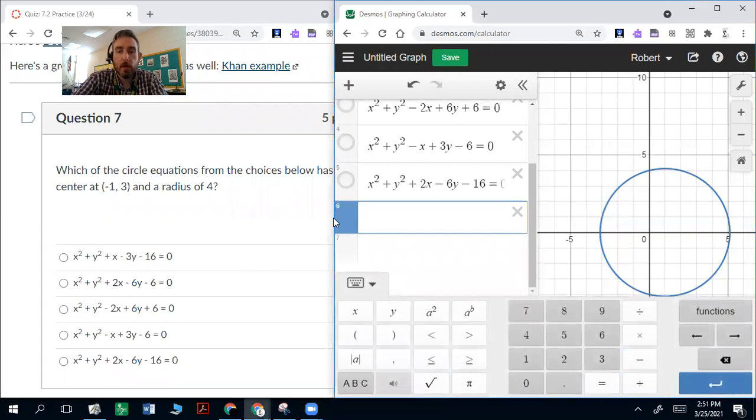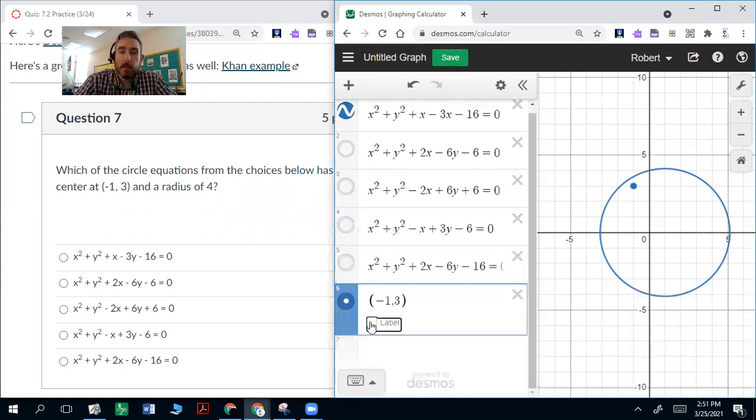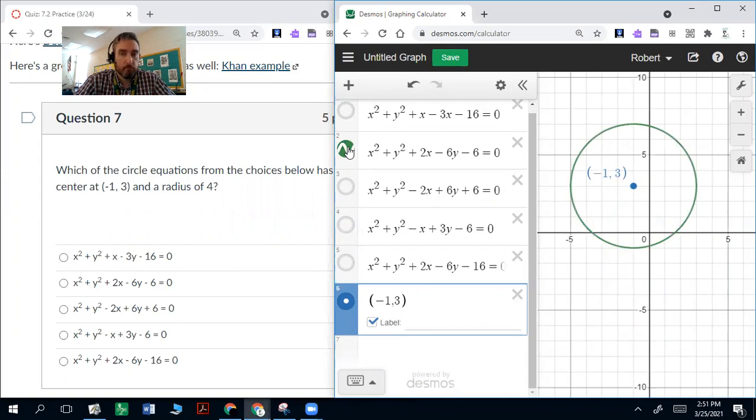First, let's do a coordinate. So if I do parentheses -1, 3, I want that coordinate to be the center. No way is that the center of that one. So we're going to move on from that. That's one. That's not. That's not. Okay, so I've narrowed it down to 2 circles that have that center.